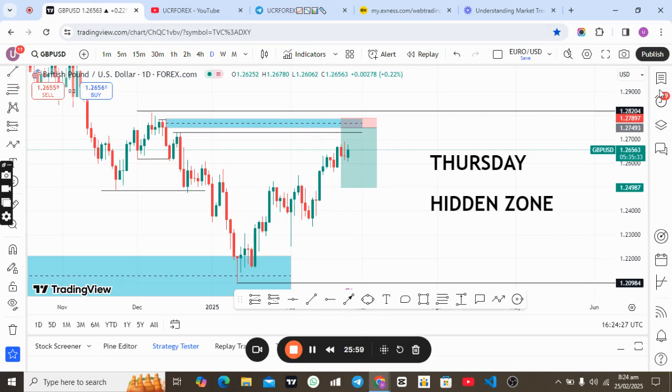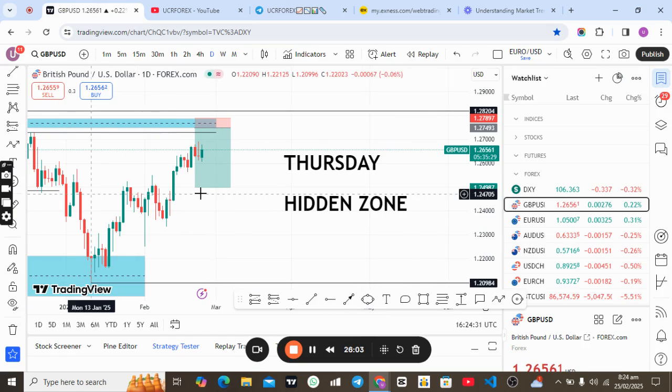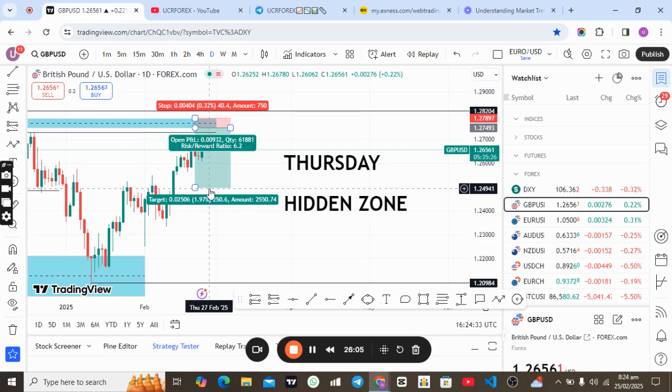Now let's go to Euro USD. Okay, so this is the place we intend to sell, and we are targeting 1:6 as it stands. With your 0.001 lot size, you're going to risk $4 to make 25 USD. That is 1:6, a very good risk to reward ratio.